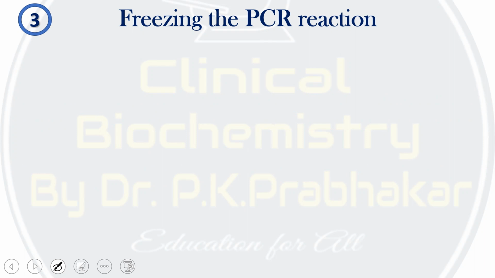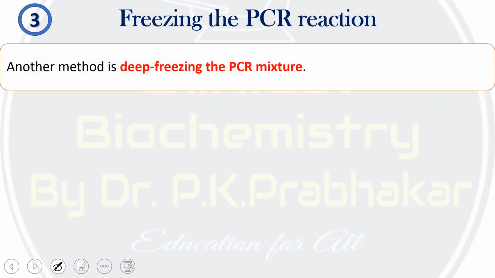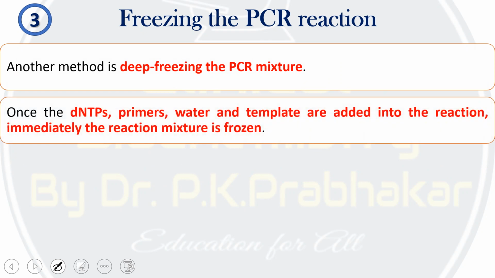Third one is freezing the PCR reactions. This is another method, deep freezing the PCR mixture. Once the dNTPs, deoxyribonucleotides, primer, water or templates are added into the reaction, like in this tube where we have added nucleotides, primer, mix buffer and template, then this is going to be frozen. So the reaction mixture is frozen.